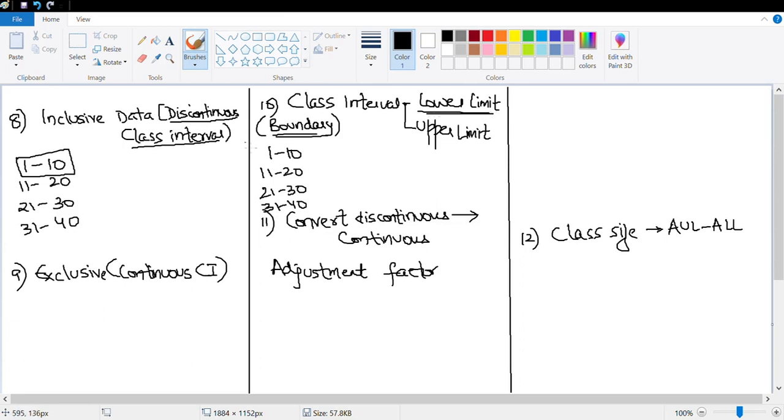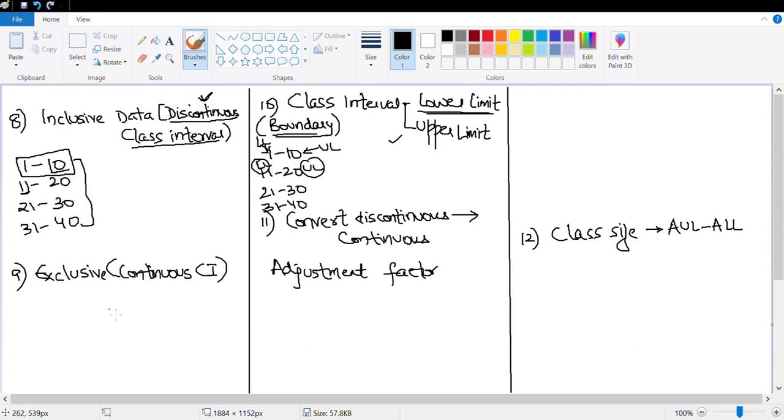Now lower limit, as the name suggests, is the lower limit of this class interval, and this is the upper limit of this class interval. Similarly, this is the lower limit, this is the upper limit. So this is basically it, lower limit and upper limit. Now let's look at inclusive data, also known as discontinuous. This word is used more commonly. If you notice, the upper limit of one class interval and the lower limit of the immediately next class interval are not equal. In this case, this is 10, in this case it's 11. So data where the upper limit of one and the lower limit of the next one are not equal is known as discontinuous.